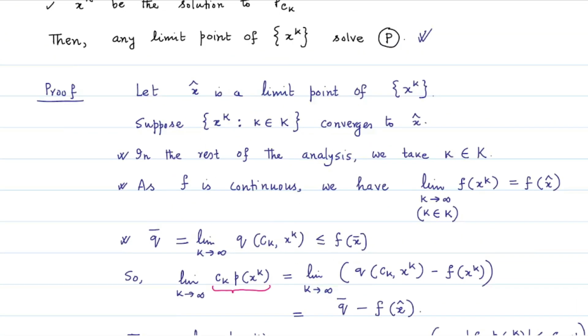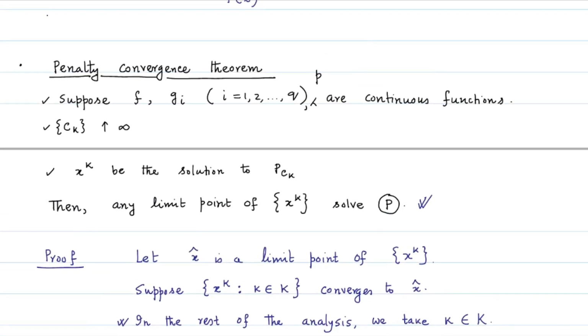So this is very fascinating and very fruitful. You wanted to solve the problem capital P. For this you need to formulate the problem PC. You solve this PC for different values of c_k, where c_k is an increasing sequence of non-negative real numbers that diverges to positive infinity. You get the sequence of points x_k, where x_k is the solution to this unconstrained problem P c_k. Once this sequence x_k is figured out, you filter any limit point of x_k, and any limit point of x_k will solve the original problem P.